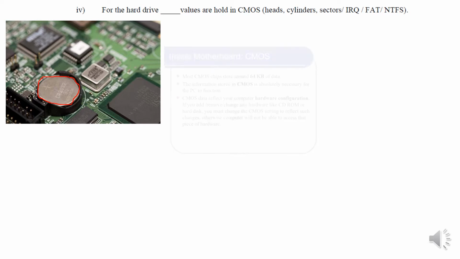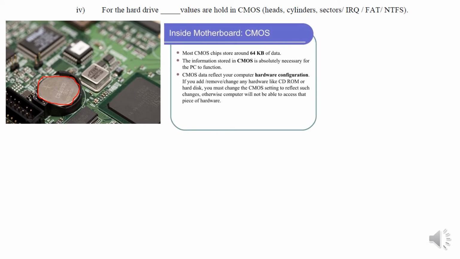Now some details about this. Most CMOS, that is complementary metal oxide semiconductor chips, have this battery and a related chip inside. The CMOS chip is basically a RAM that is non-volatile, and its size is around 64 kilobytes. It can store 64 kilobytes of data. The information stored in CMOS is absolutely necessary for the PC to function. CMOS data reflect your computer hardware configuration.